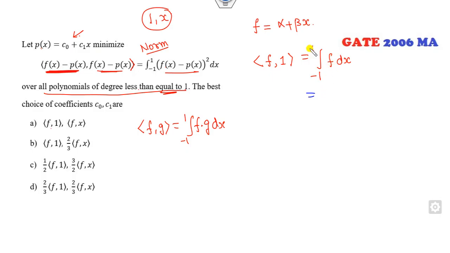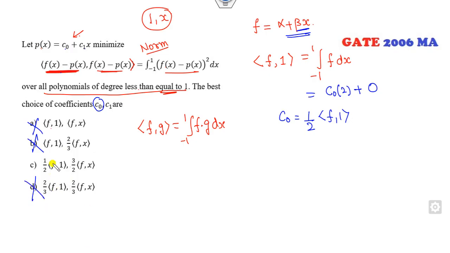What is the integration of f or c naught plus c1x? That's the same meaning. So it will be c naught of 2 plus, or if I take of this, it's a 0. So what is the value of the c naught? Is f of 1. So that means the first value c naught will be half of this. So these options are cancelled. This option is cancelled. Only option C is the right answer.